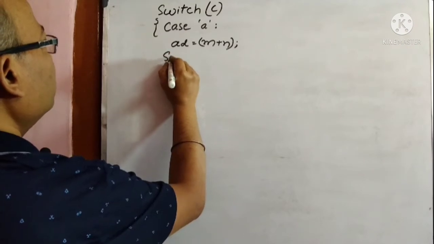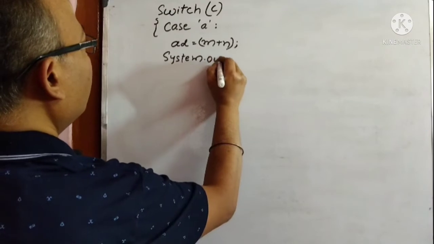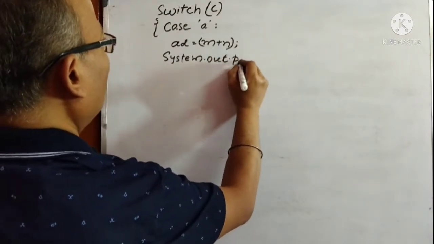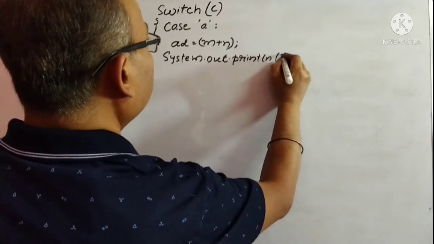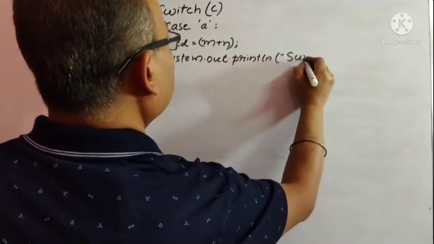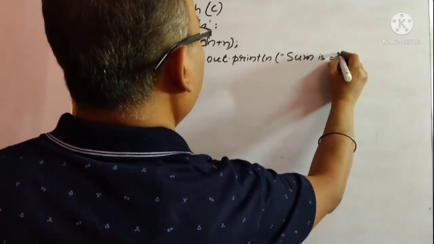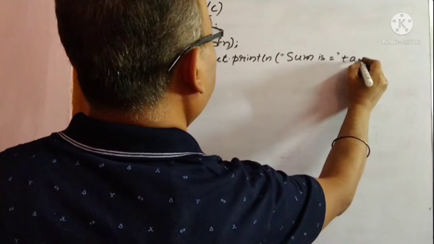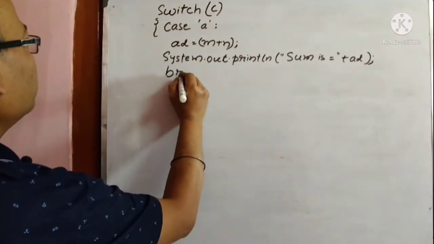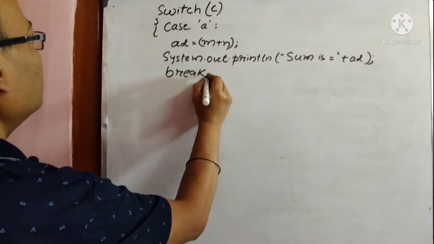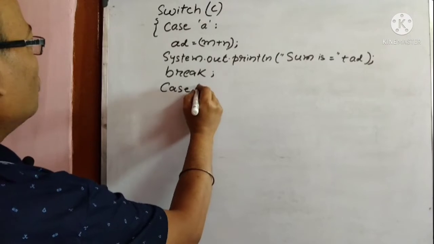Now you print it: System.out.println("sum is equal to"), where is the sum? In the variable AD. Then what you have to write? Break. Clear? Then if case is what?